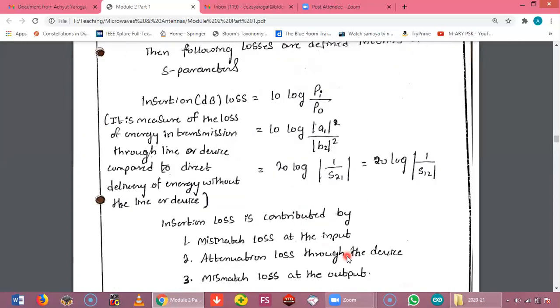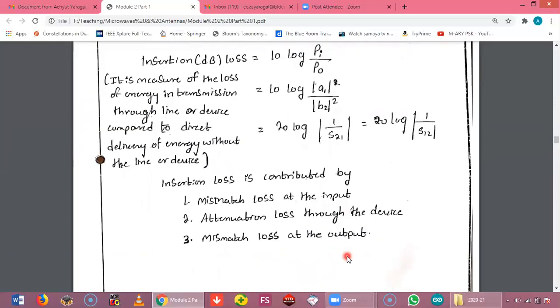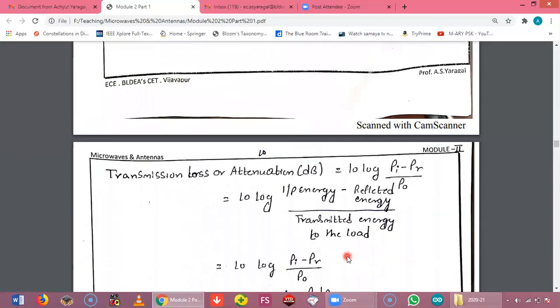It is usually contributed by three things: mismatch loss at the input, attenuation loss through the device, and mismatch loss at the output. This is insertion loss. There are also transmission or attenuation losses.